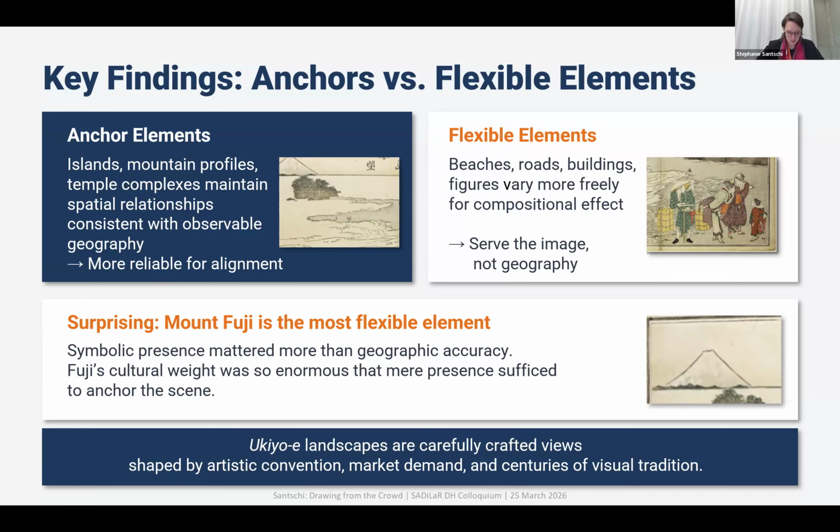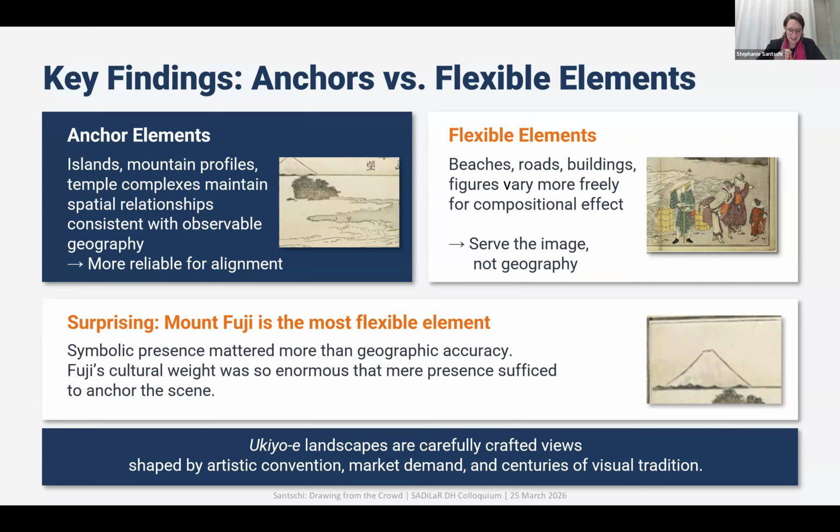And the surprising finding for me was that Mount Fuji is actually the most flexible element. Despite it being the most famous mountain in Japan, its symbolic presence mattered way more than geographic accuracy. Sometimes it's really in the quote-unquote wrong place. Why? Think about what Fuji's presence actually communicated. It confirmed that the mountain would be visible from that location. That was the essential information. Fuji's symmetrical profile looks remarkably similar from most directions. And Fuji's cultural weight was so enormous that his mere presence sufficed. It didn't need to be in the right place.